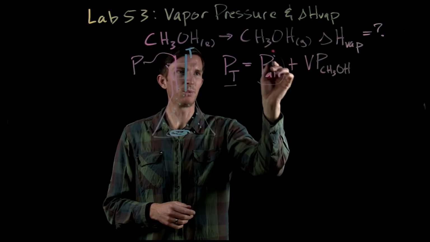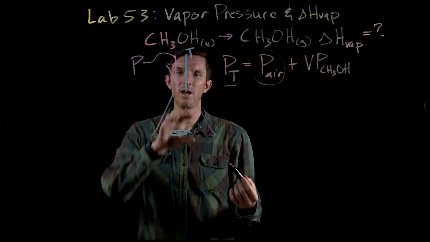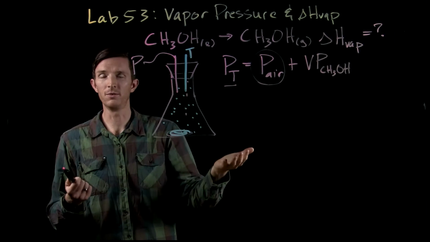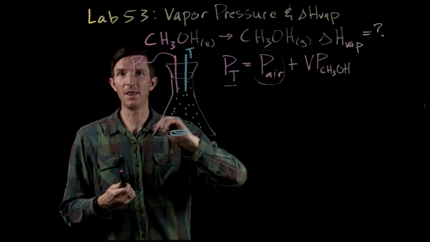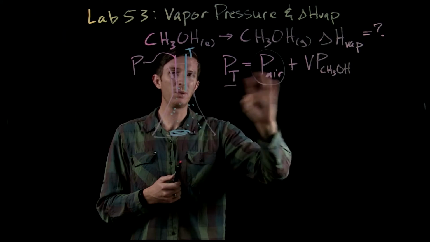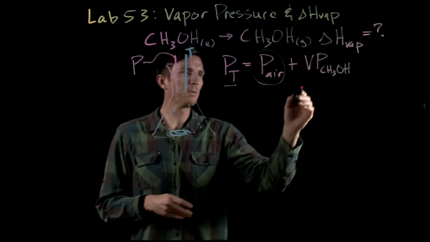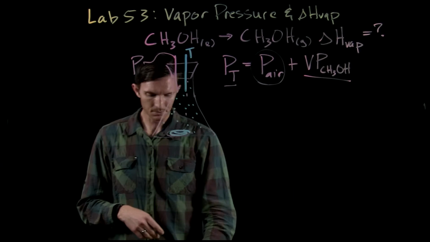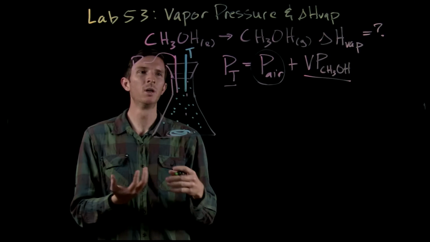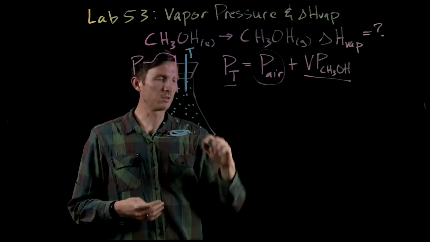Okay. This pressure here is the pressure of the air that was originally in there before we added in our methanol. Because if we cap it off, we've set that pressure that we're going to be dealing with. Well, now we have these two pieces, right? We really just care about the vapor pressure of our methanol. Well, we're going to see how that relates to our enthalpy of vaporization.